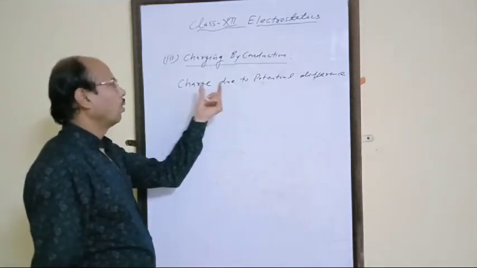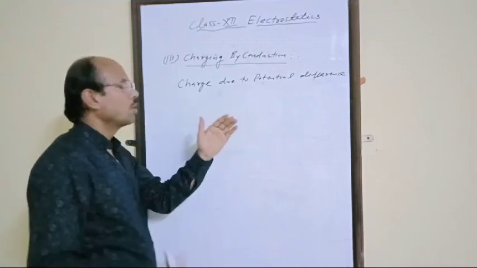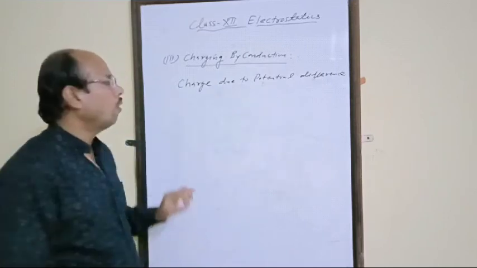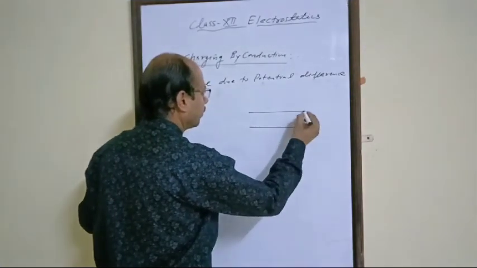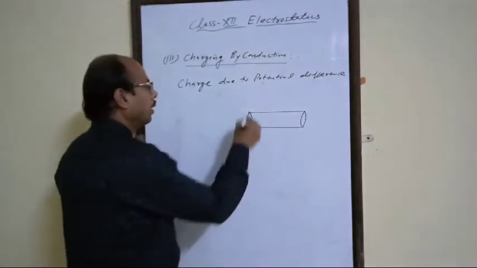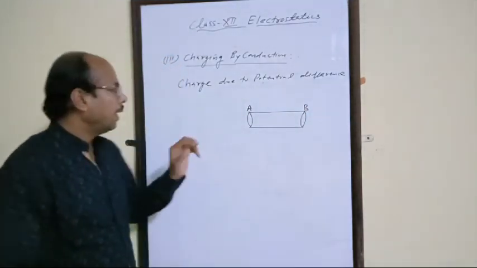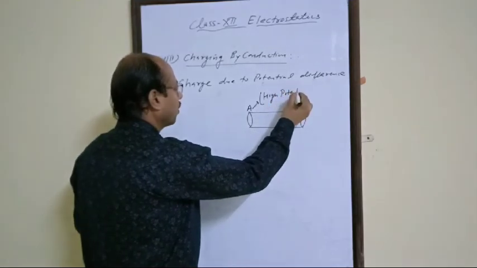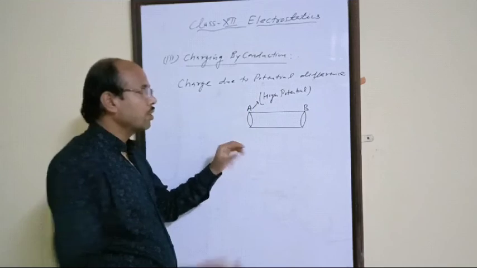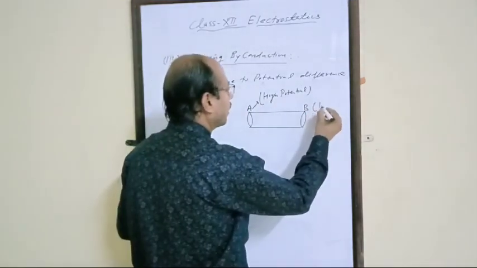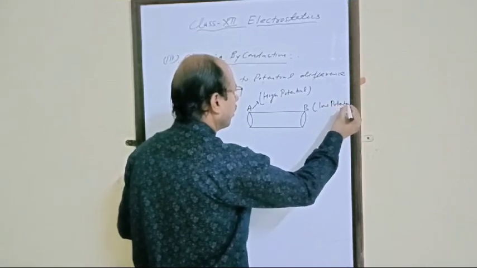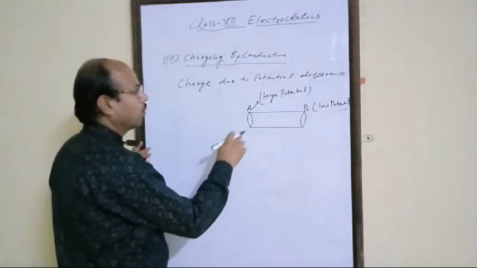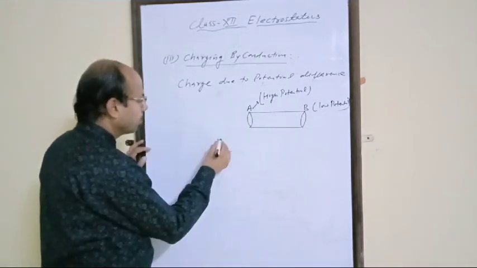Now we can say that charge flows due to potential difference between 2 points. If there is difference of potential between point A and point B, definitely there will be flow of charge. Let us suppose we consider a conductor. One end is A, other end is B, and if this end A is at high potential, by any means that I am not going to discuss, and this is at low potential, A at high potential and B at low potential, then charge flows from high potential to low potential.